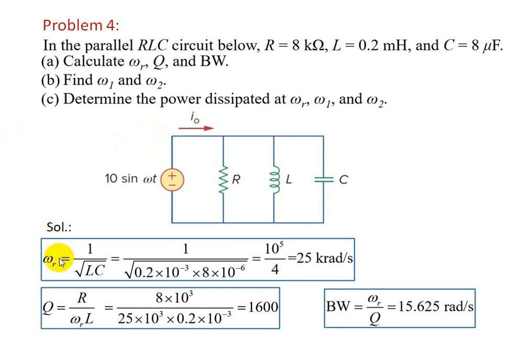So already we have the formulas. Omega r is 1 by under root LC. Substitute the values, we get this value as 25 kilo radians per second. So the L value is 0.2 millihenry, whereas the capacitance value is 8 microfarad. Then quality factor Q is R by omega r into L. Substitute the values, we get Q factor as 1600. And the bandwidth equation is omega r by Q, and its value is 15.625 radians per second.